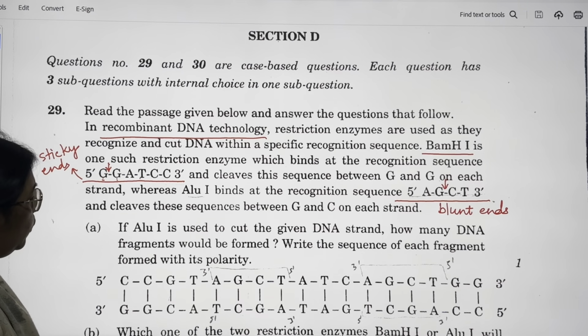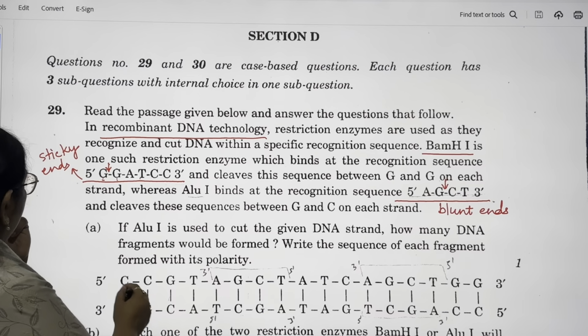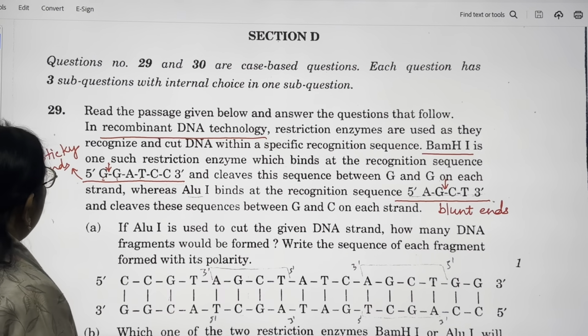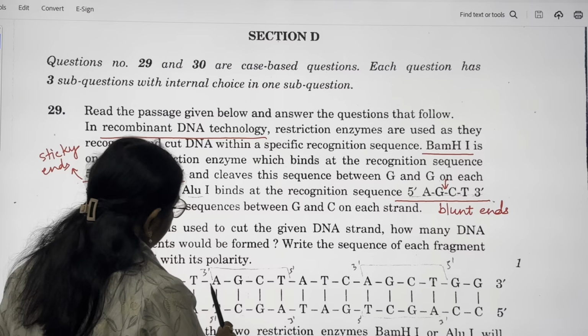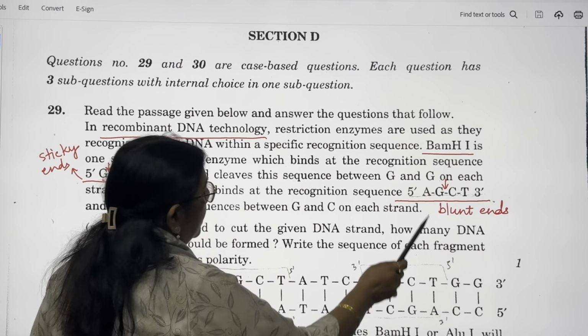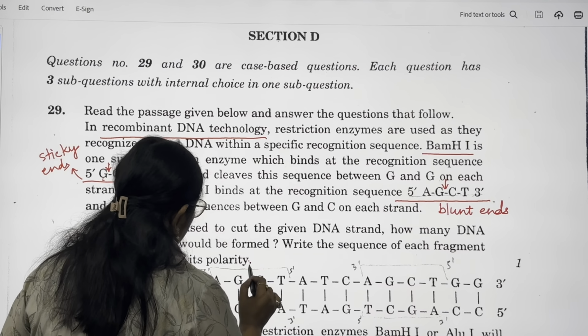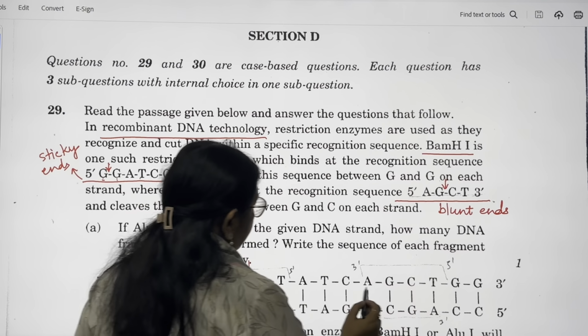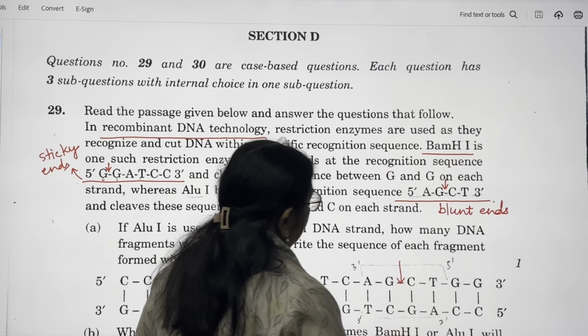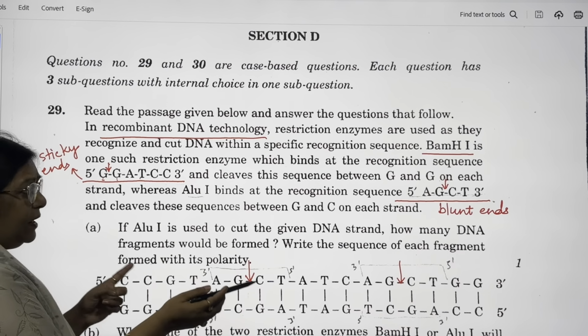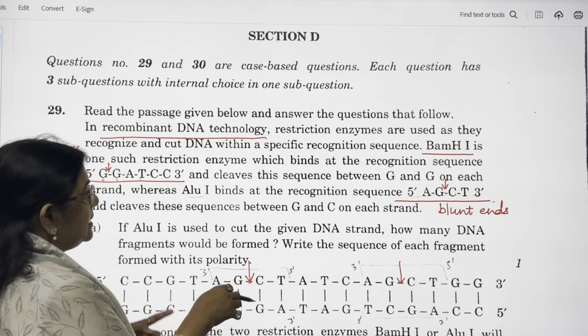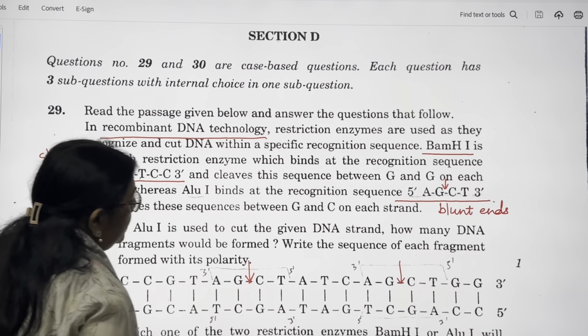Question is, if AluI is used to cut the given DNA strand, how many DNA fragments would be formed? Write the sequence of each fragment formed with its polarity. So let us see which sequence will be there. GGATCC is not there. AGCT, it's here, and AGCT again here.